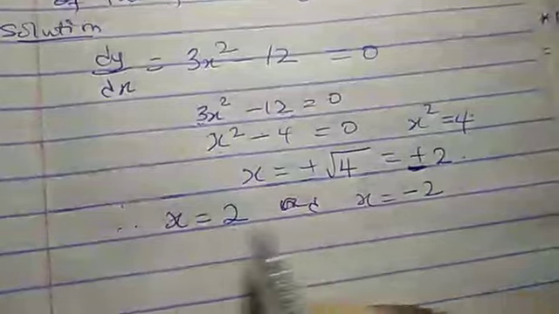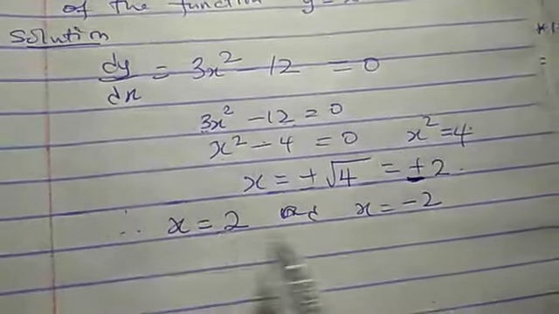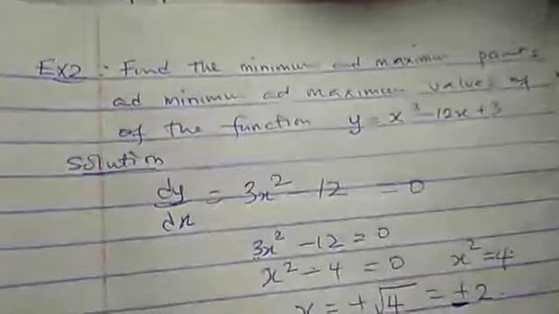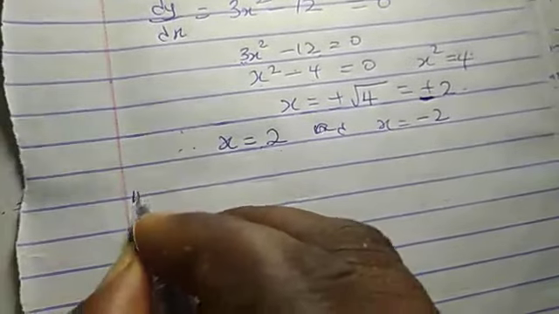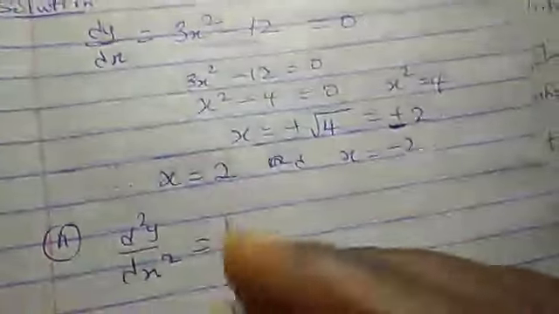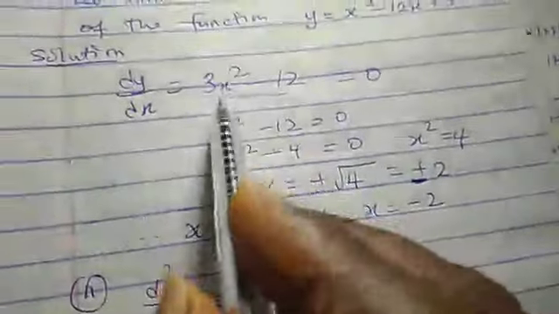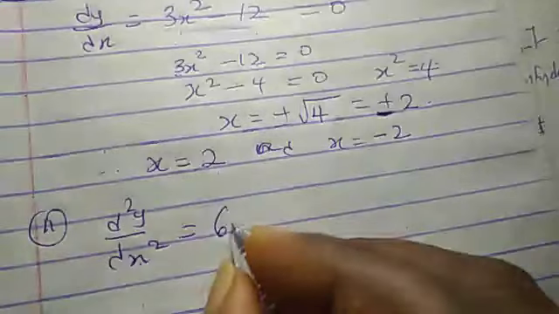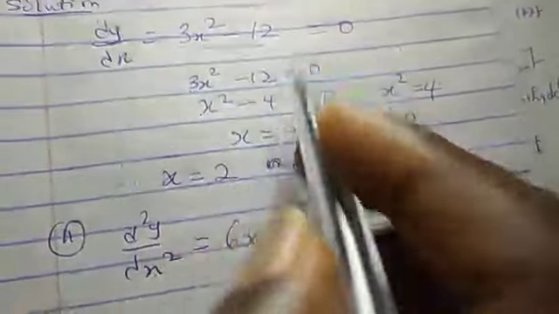Now, how do we know whether these two stationary points are minimum or maximum? We don't know. We now need to differentiate once again. Step 2, we differentiate once again. This is our first differentiation. Our second differentiation is you differentiate this once again. That is the meaning of this. And that will give me 6s. If you differentiate 12, that is 0.